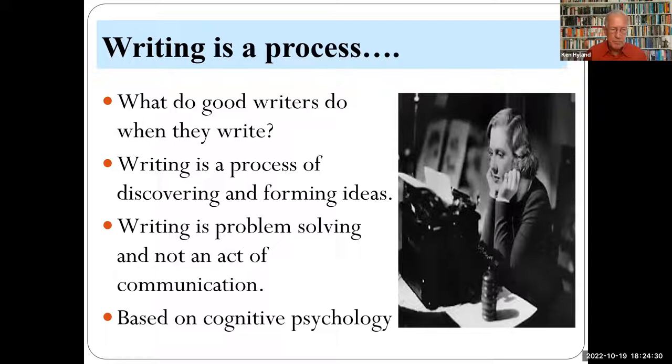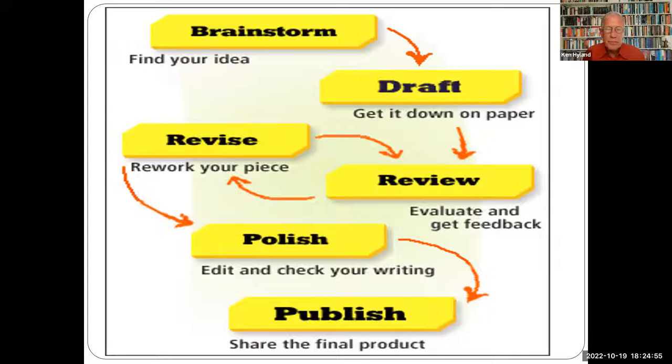So to explain how writers solve this problem, process theorists draw on the tools of cognitive psychology and artificial intelligence. So in this model, there's a memory, a central processing unit, problem-solving programs, and flowcharts. Now, this flowchart of the process is probably well known to everybody here.